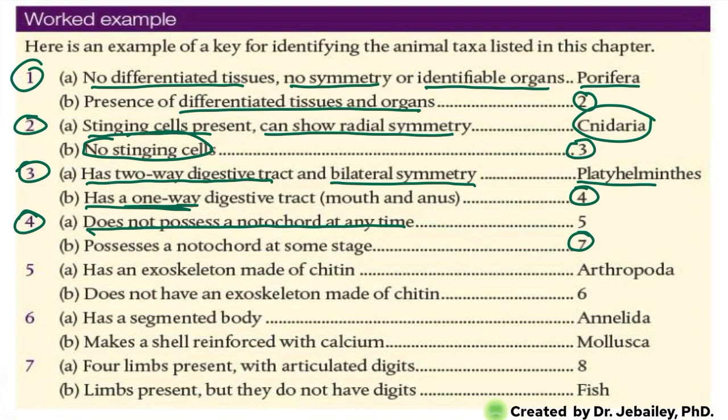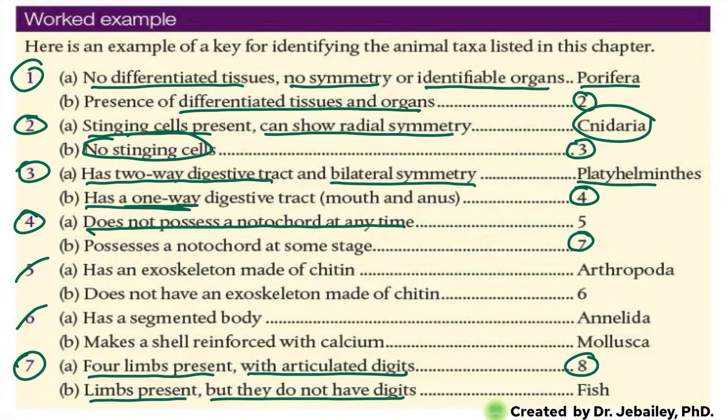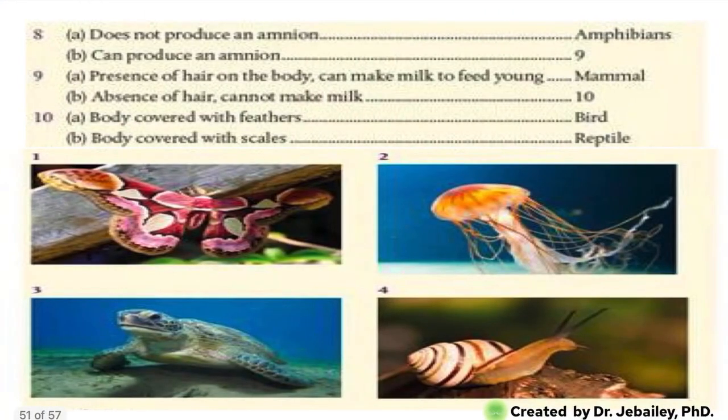So they do have it because they're coming from the chordata, so you jump all the way to 7. You don't skip 5 and 6. Four limbs present with articulated digits, you go to 8, or limbs present but they do not have digits. In this case, they do have digits, so they go to number 8. So when you get to number 8, does not produce an amnion, that would be amphibians. Can't produce an amnion, they go to 9.